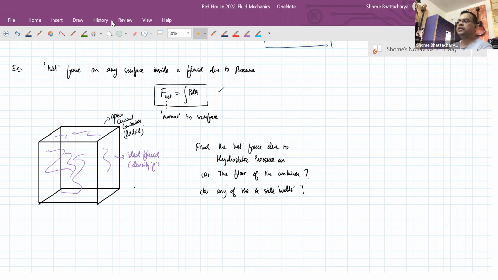And remember, we are calculating the net force due to hydrostatic pressure. So don't consider the absolute pressure at a point. Okay? Consider the hydrostatic pressure at a point because of the fluid.